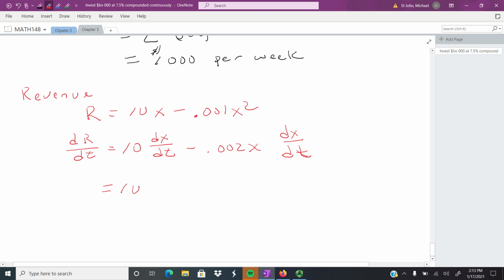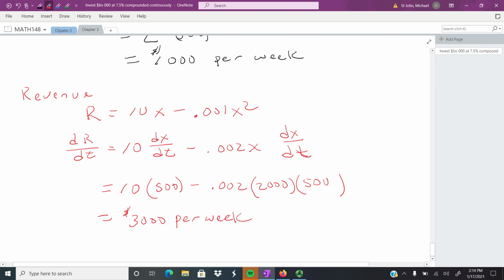So this is going to be 10 times 500 minus 0.002 times 2,000 times 500. And so here we get that the revenue is changing at a rate of $3,000 per week.